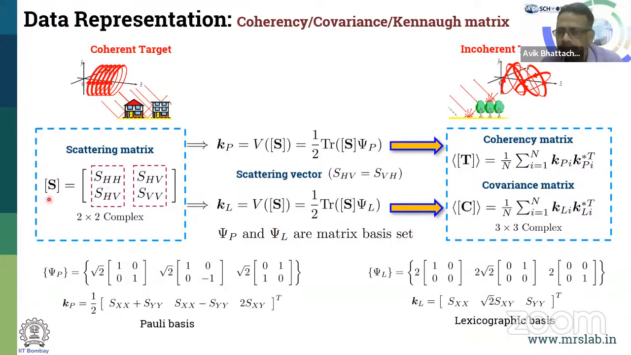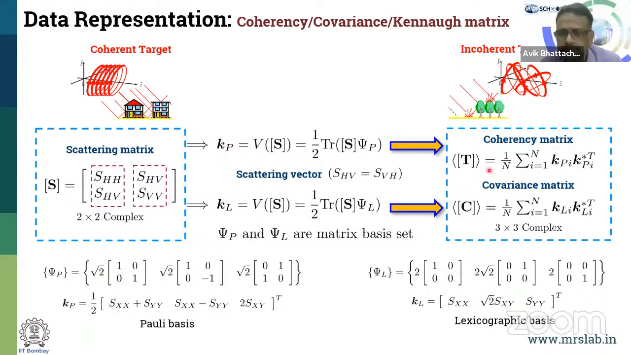We first transform this 2x2 complex matrix into a vector. And these vectors are defined in two ways, depending upon what basis matrix you choose to convert from a matrix to a vector. So this is typically how you convert. There are two ways in which you can convert it: either using the Pauli basis, or using the lexicographic basis. So you use these two bases to convert this 2x2 Sinclair matrix into the vectors.